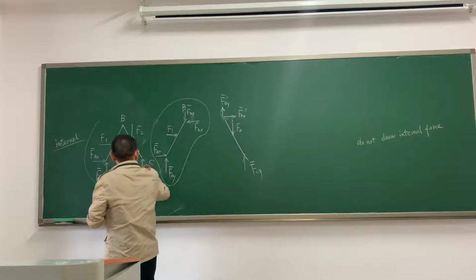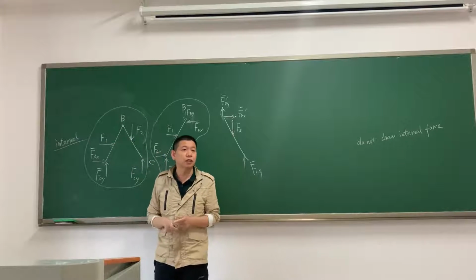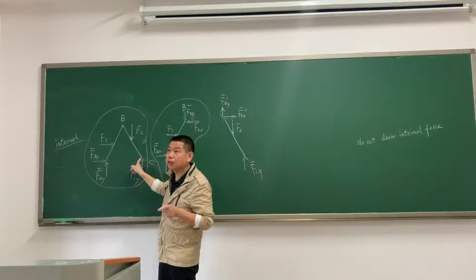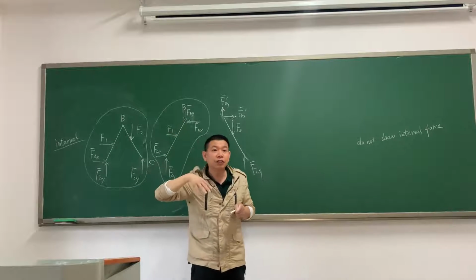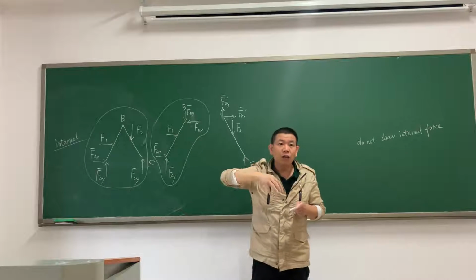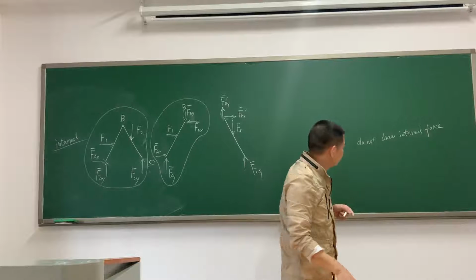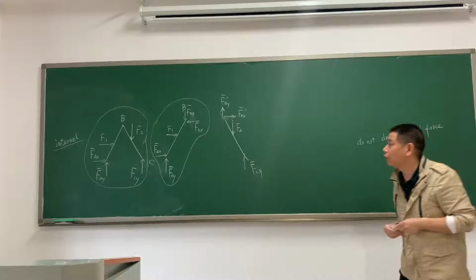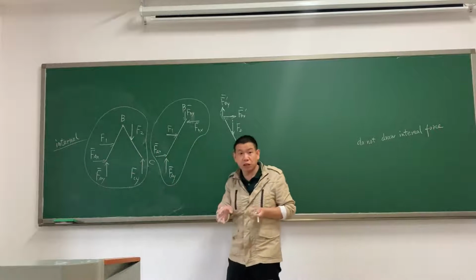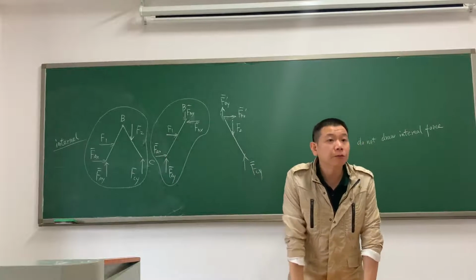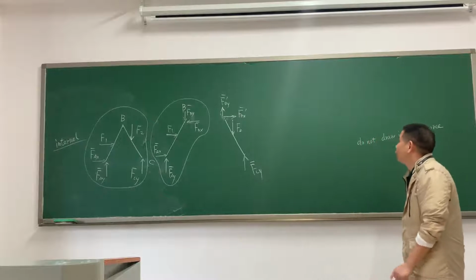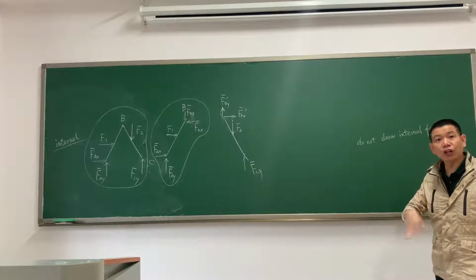When we draw the free-body diagram of the entire structure, we don't draw BC separately, we include BC. Because the force is exerted by BC, at this time FBX and FBY are internal forces. So we don't draw internal force. In this case, we don't draw FBX and FBY. In this case, we must draw FBX and FBY. Got it? If you know this kind of thing, it's enough.